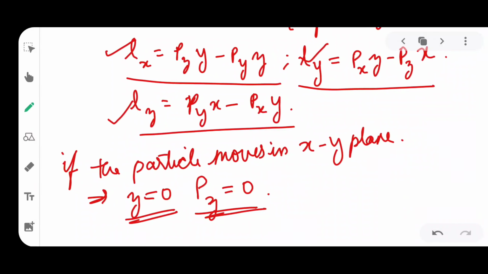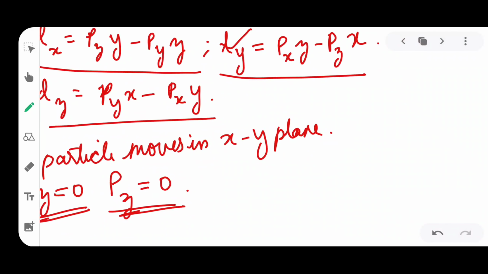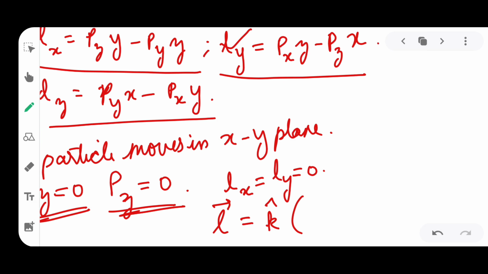As a consequence, Lx and Ly will become equal to 0, and you will be left with only Lz. So that is equal to xpy minus ypx. So what is the final angular momentum? Your final angular momentum L vector is equal to k cap, only because only the z component is left, no? So k cap into (xpy minus ypx).